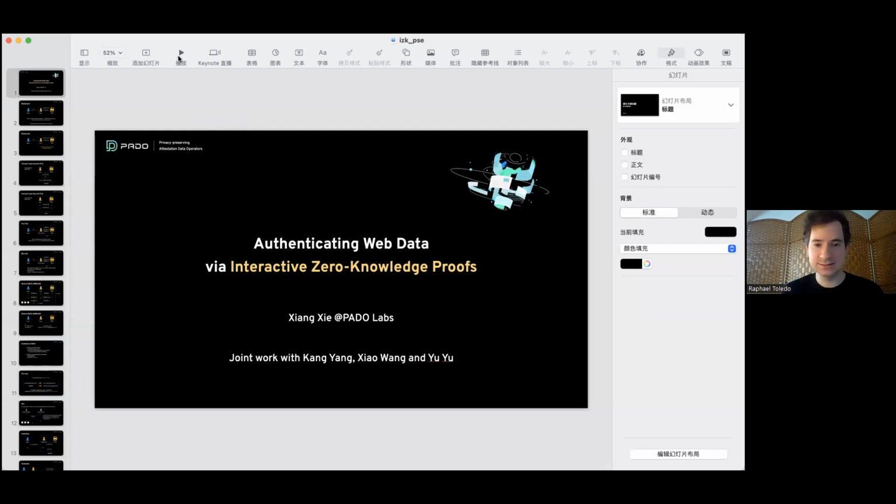Today's Learn and Share is lightweight authentication of web data via Gavel and proof. We have Shang-Xie from Bado Labs who is going to present it. This is a very interesting work which follows up a bit on DECO and TLS Notary, using malicious 2PC to prove a TLS connection. Very excited about this talk, and I hope you are. So thanks a lot to Shang-Xie for being here, and we are all ears.